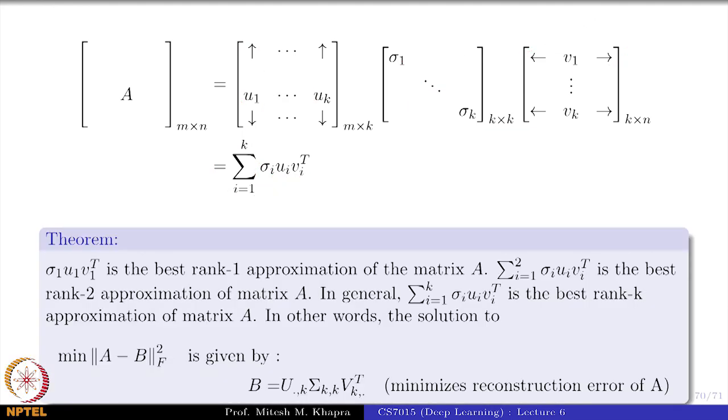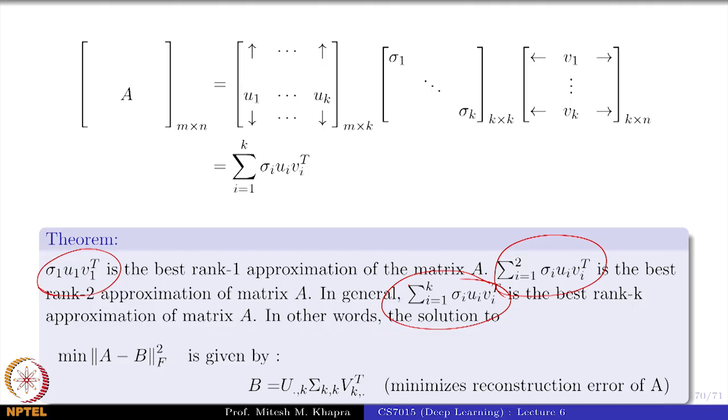Actually there is a formal theorem which says that sigma 1 U1 V1 transpose is the best rank 1 approximation of the matrix. Is this a rank 1 matrix? I hope you have done the assignment. Sigma 1 U1 V1 transpose is a rank 1 matrix, and if I take this further, this summation is the best rank 2 approximation, and if I keep going, the summation is the best rank K approximation. So if you reconstruct the original matrix from these components, going by the singular values and picking the ones corresponding to the top K singular values, that's the best possible reconstruction.